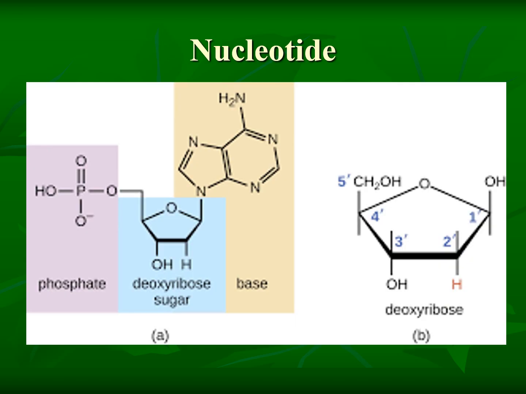So when we look at a nucleotide, we have those three components. The way it's structurally organized is that you will always have your sugar in the middle, and off one end of that would be your phosphate group, and off the other end would be your nitrogenous base.